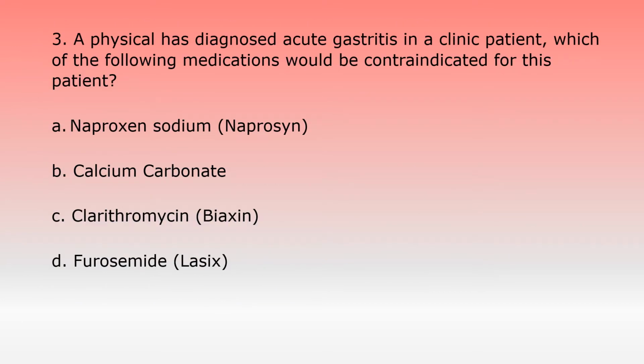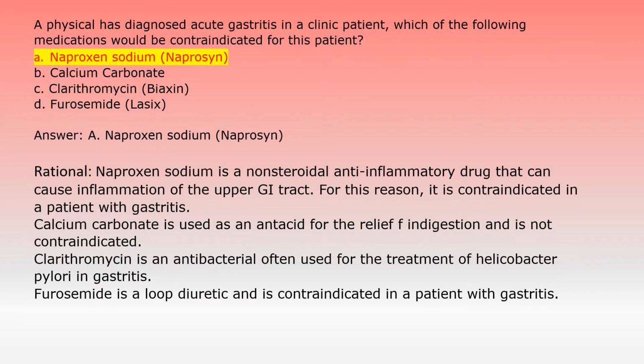A physician has diagnosed acute gastritis in a clinic patient. Which of the following medications would be contraindicated for this patient? A. Naproxen sodium, Naprosyn. B. Calcium carbonate. C. Clarithromycin, Biaxin. D. Furosemide, Lasix. Answer A. Naproxen sodium, Naprosyn.